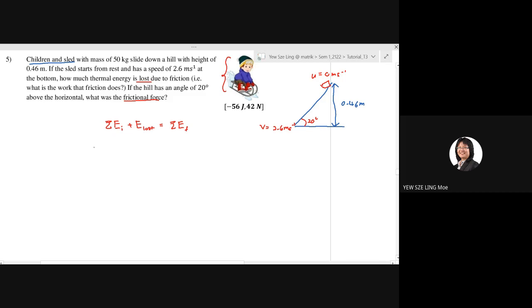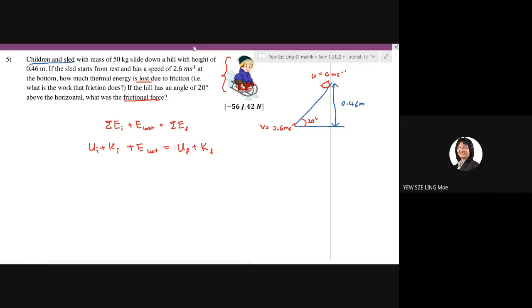U initial plus K initial, plus energy loss, equals U final plus K final. And then what are we going to do? Expand the equations.